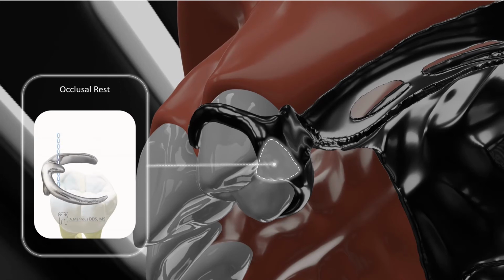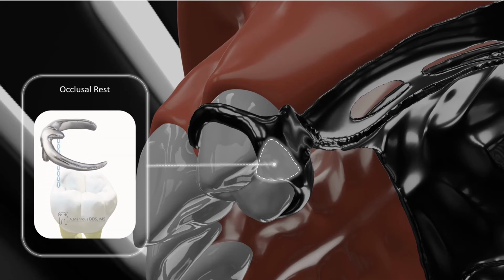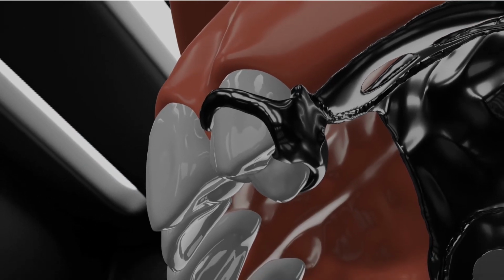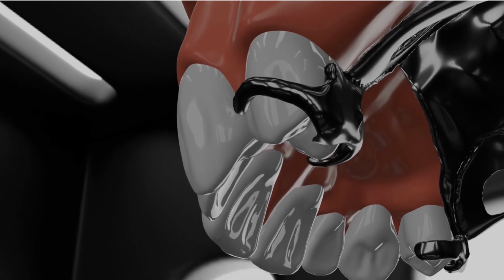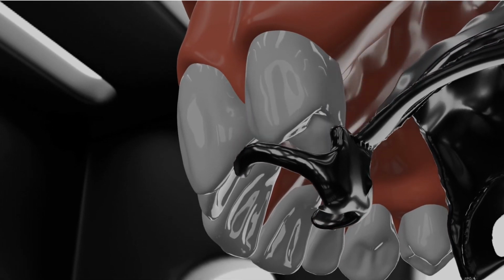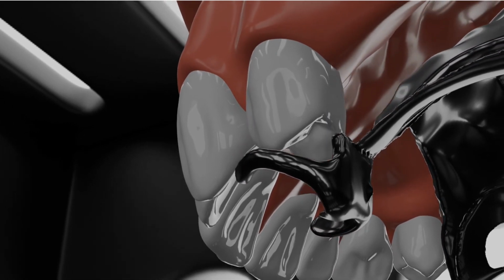Occlusal rests go into prepared rest seats on the tooth surface and support the partial denture by directing occlusal forces along the long axis of the teeth. Partial dentures should be passive and should only engage the tooth during insertion and removal and during function.